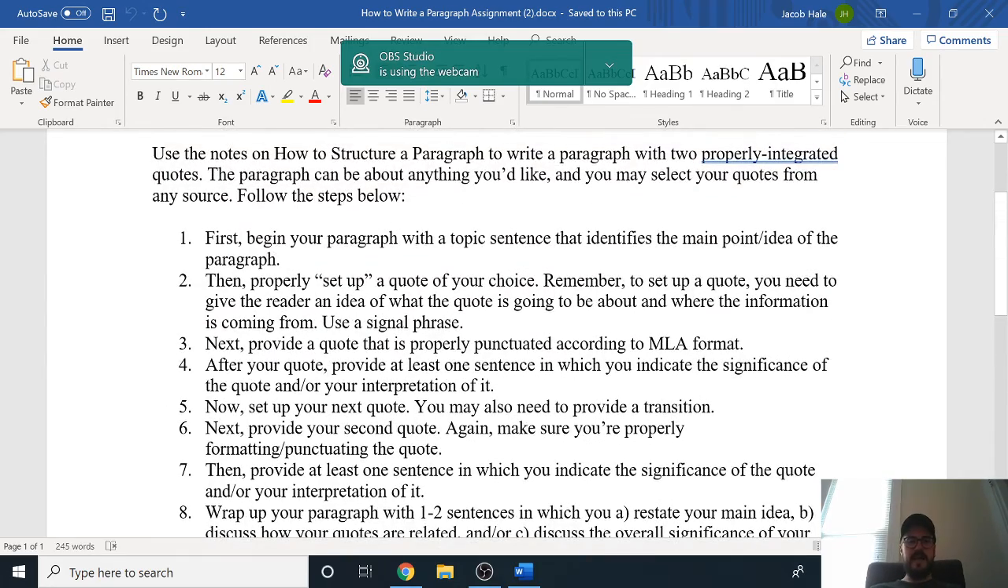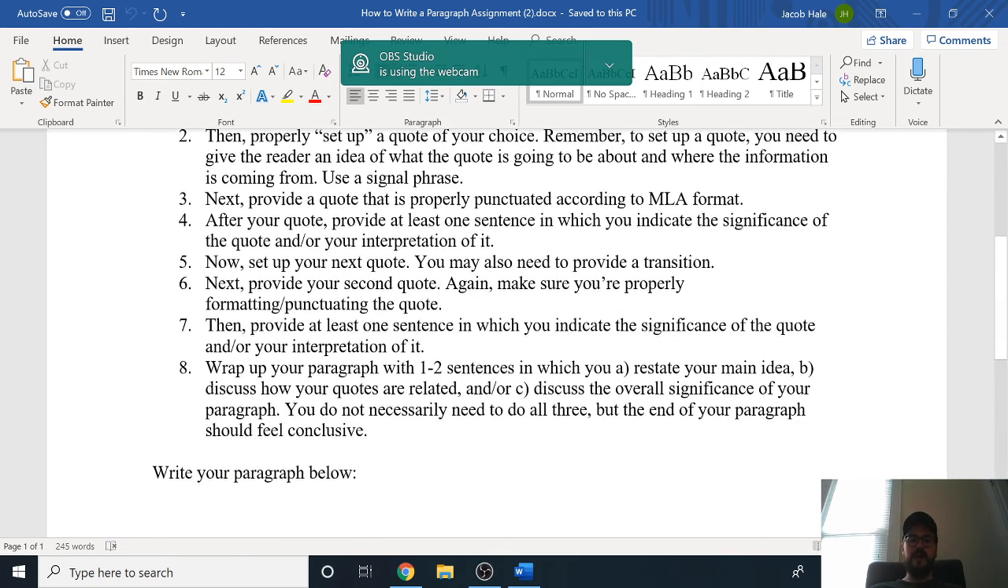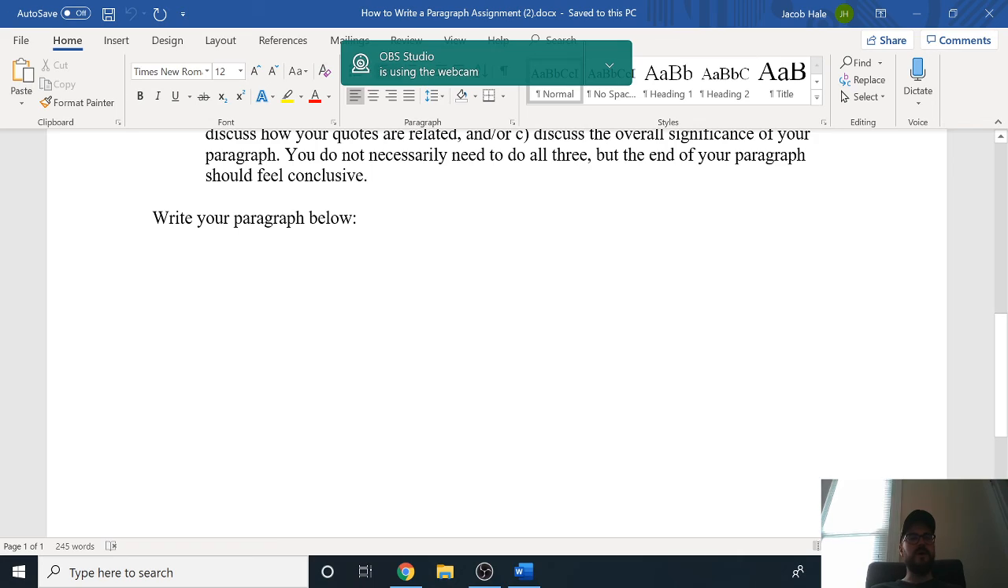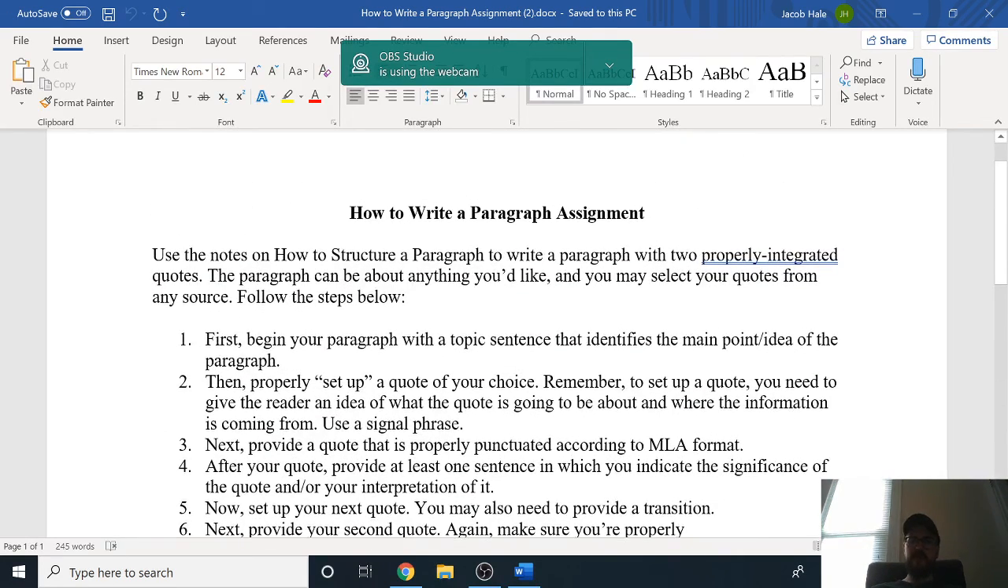So this is just a nice breakdown of how you can write paragraphs. Again, I understand that this may feel like a lot, but just take it one step at a time. I think the steps are fairly straightforward, and hopefully me explaining the formulae are going to help you out. And you'll follow these steps and write your paragraph below. If you watch this video and still have some questions or are confused, email me and I'll do my best to try to explain it in another way for you.